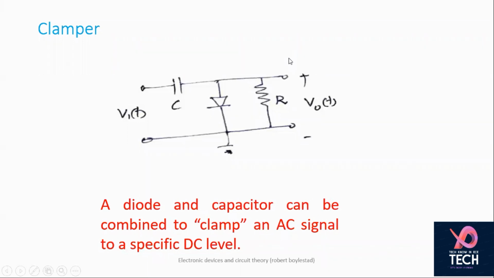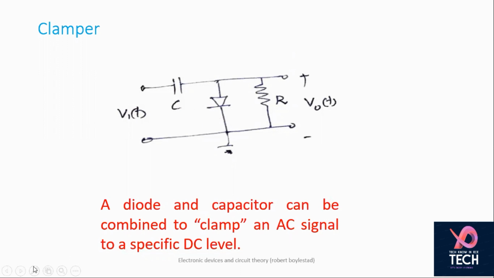Hello students, in this video I am going to discuss the clamper. A clamper is basically a device used to clamp an AC signal to a specific DC level. It is designed with the help of a diode, a capacitor, and a resistor.